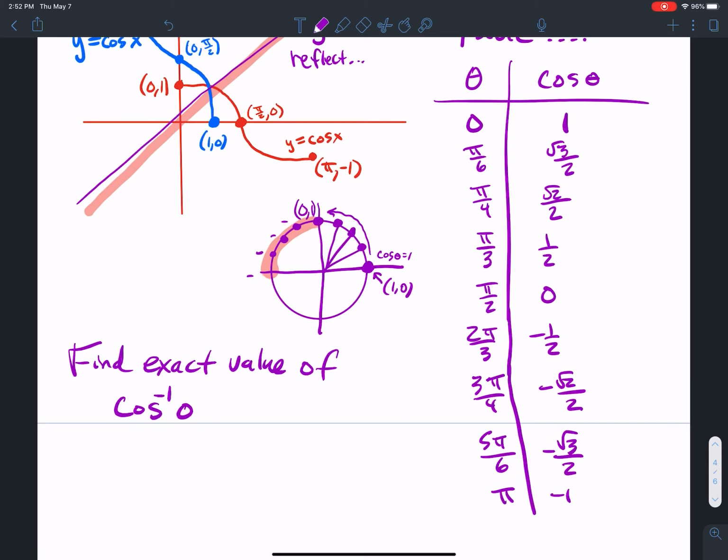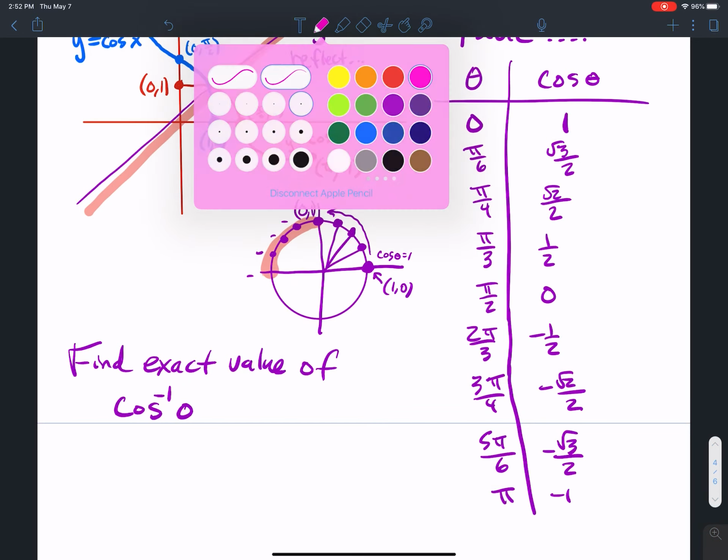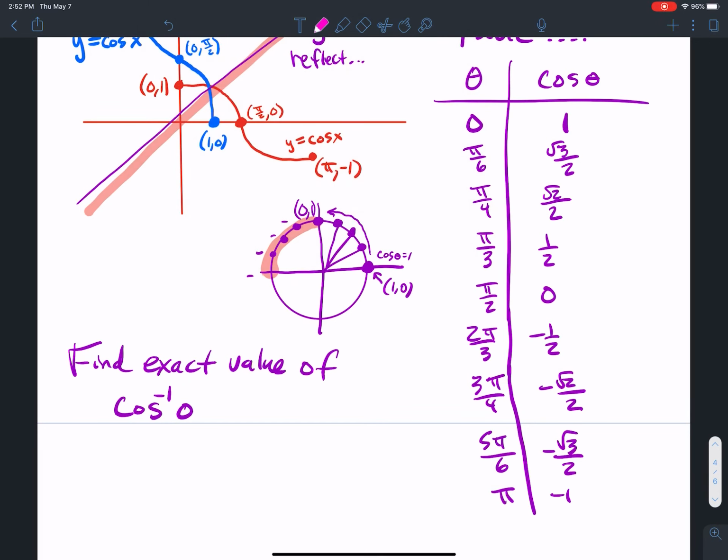Think about this. Remember, the cosine inverse tells us angles, so set this equal to theta. Theta is stuck between what values? 0 and pi. So we're only concerned with those top two quadrants, quad 1 and quad 2, and so the angles between 0 and pi.